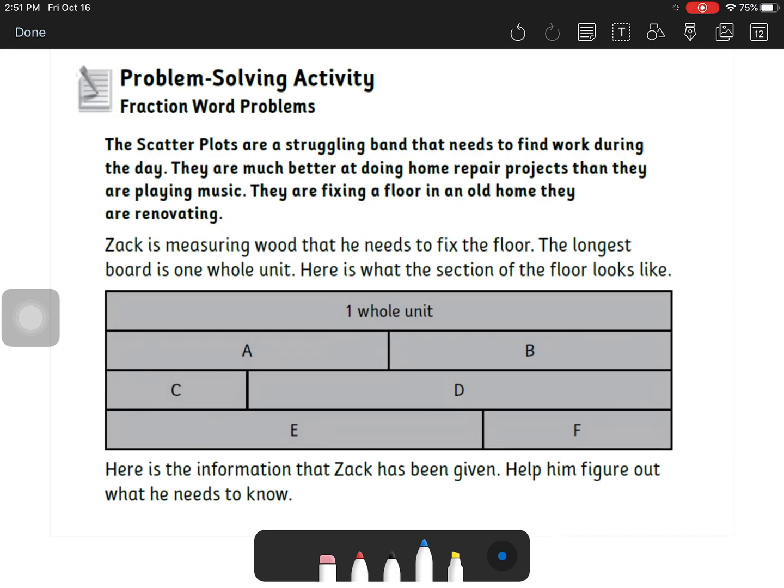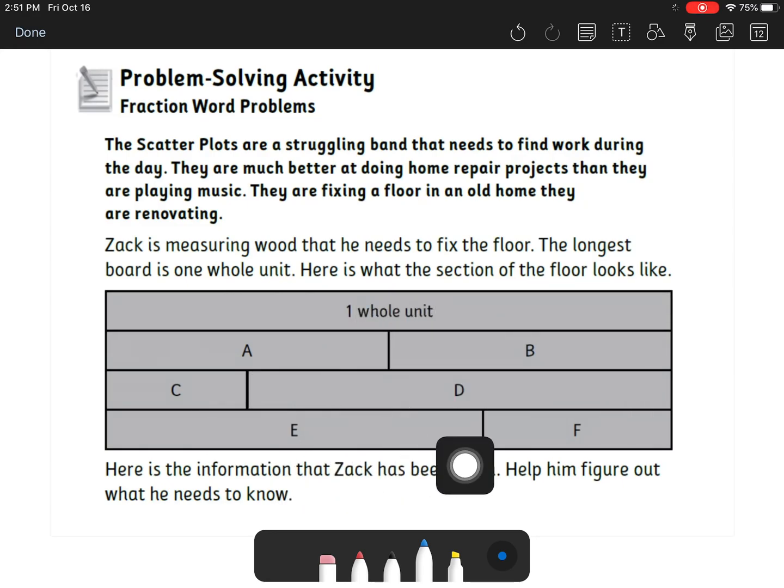All right, problem solving activity. The Scatter Plots are a struggling band that needs to find work during the day. They are much better at doing home repair projects than they are at playing music. They're fixing the floor in an old home that they are renovating. Zach is measuring the wood he needs to fix the floor. The longest board is 1 whole unit, so that's that one.